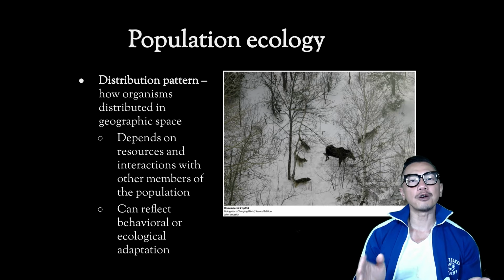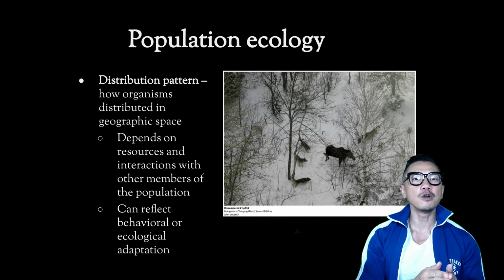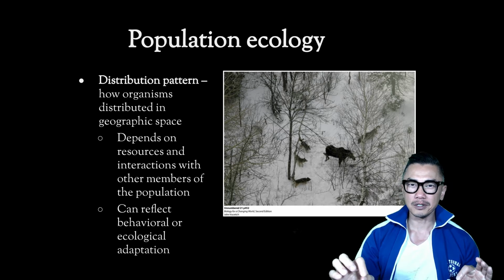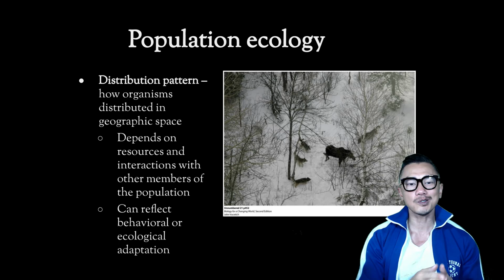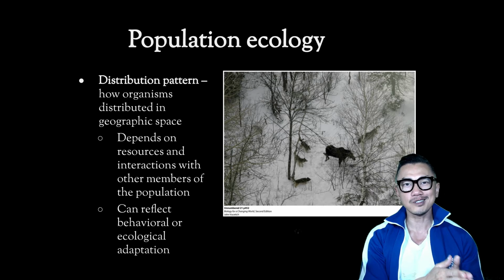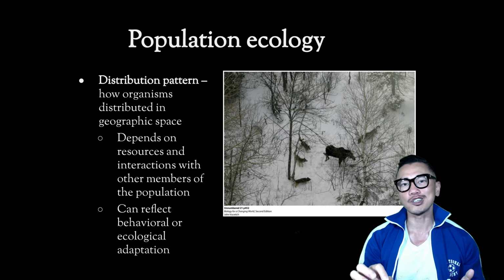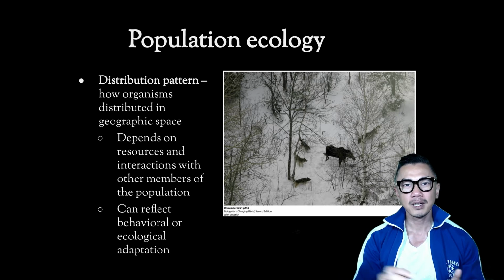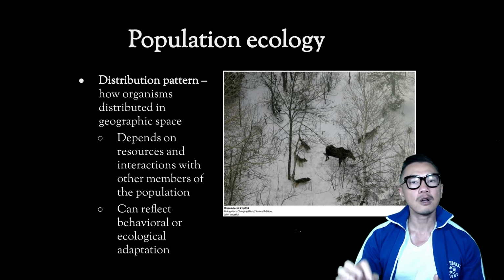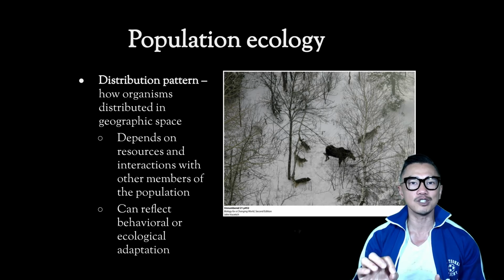When we look at where wolves and moose are physically located on Royale, we notice a pattern. How organisms are distributed in geographic space is called a distribution pattern. Distribution patterns depend on resource availability and interactions within a population. Distribution patterns can also reflect behavioral or ecological adaptations to life in some given geographic area.